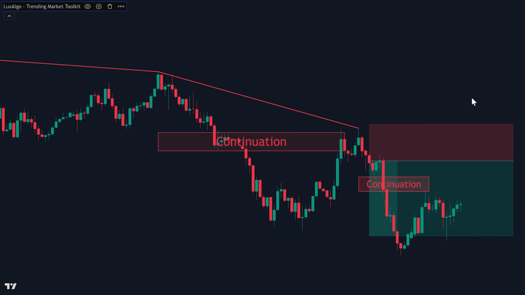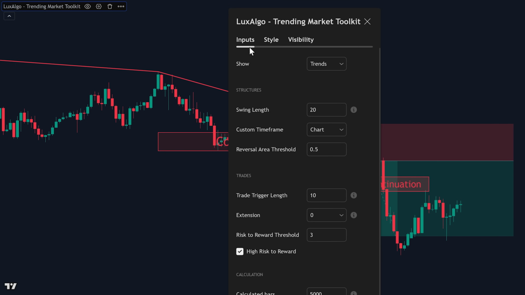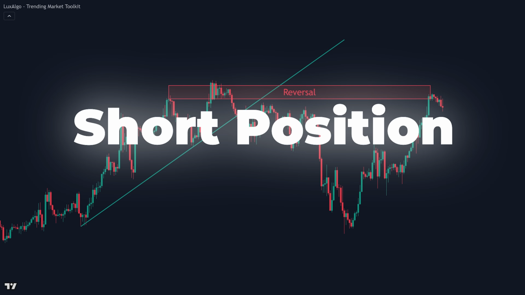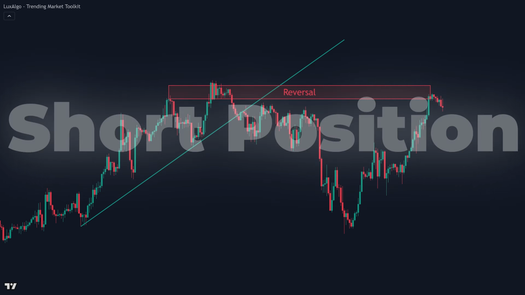For the next trade idea, go to the indicator settings. In the Inputs tab, change trends to reversals. Then, click OK to apply the changes. Now for a short position, it's basically a reversal setup.